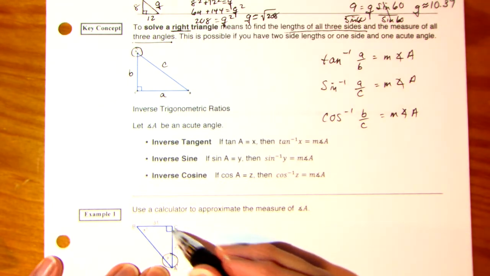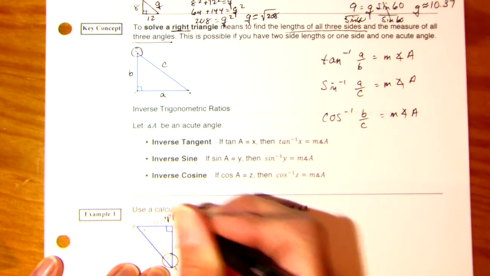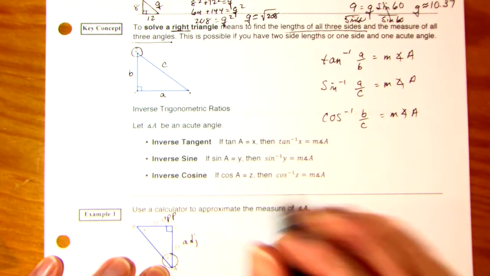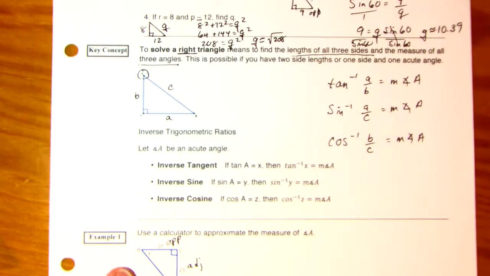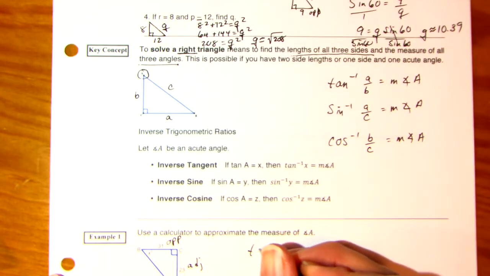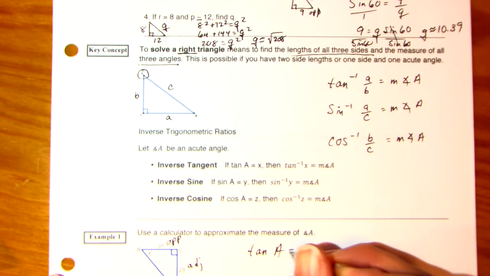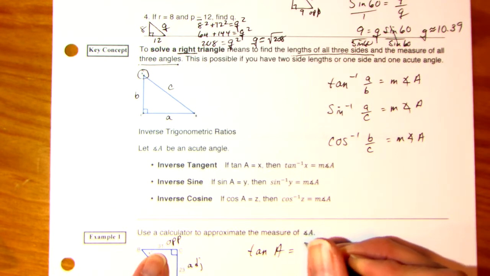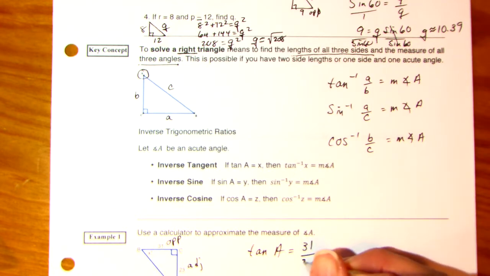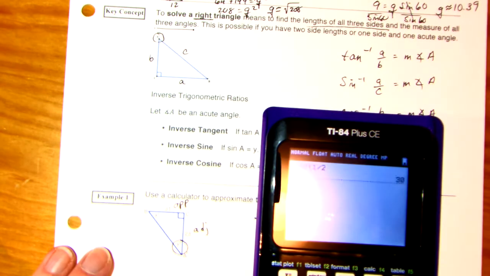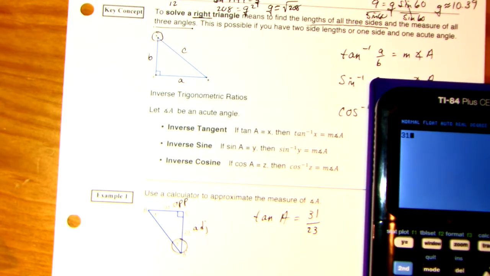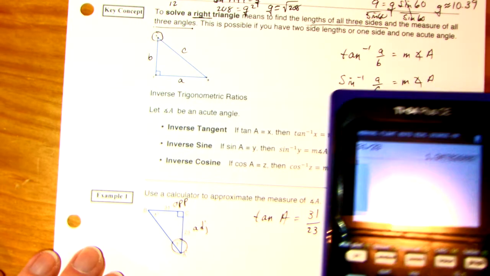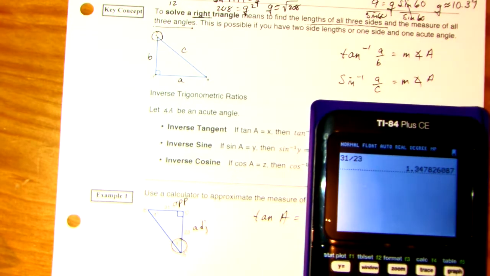We have opposite and adjacent. Again, it's going to be tangent. We don't know the angle, though. So I know tangent of A is equal to 31 over 23. But I need to know what A is. What's the angle? So if you wanted to do some craziness, you do this. 31 over 23. It's about 1.347. So how can I find tangent of that?